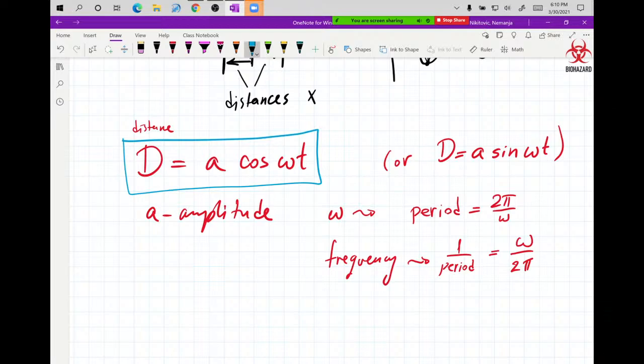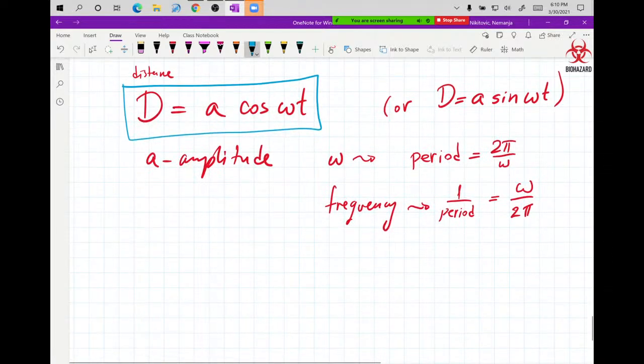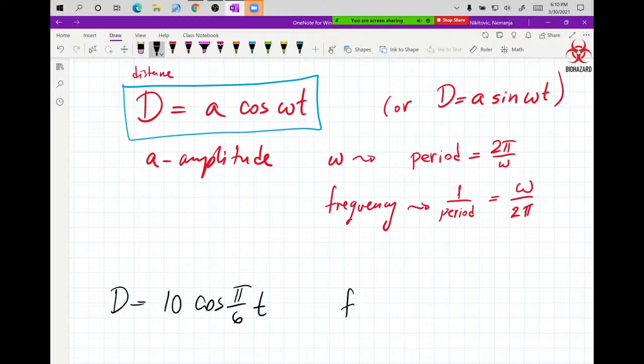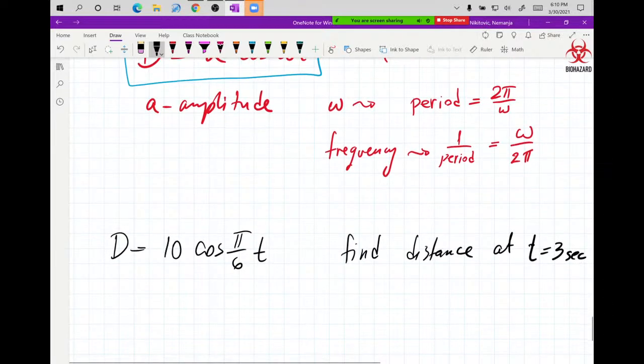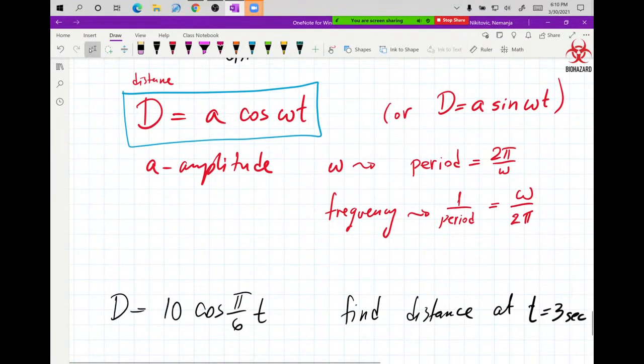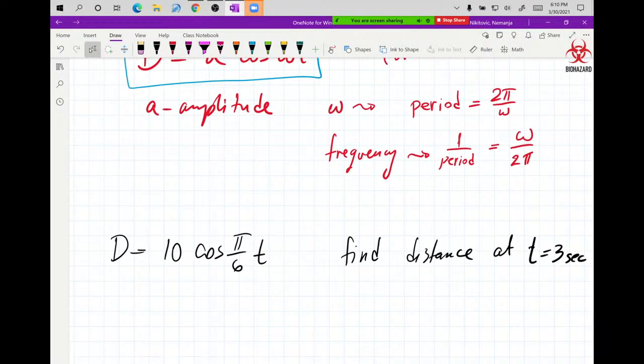So now let's say the distance d formula is given as 10 cosine pi over 6 t. Find the distance at t equals 3 seconds, let's say, and then we can find the frequency, we can find the period.